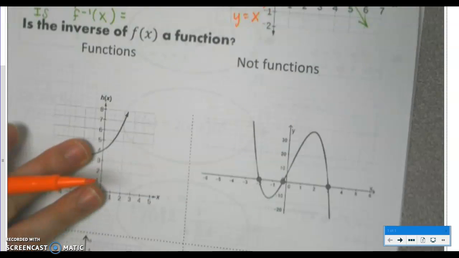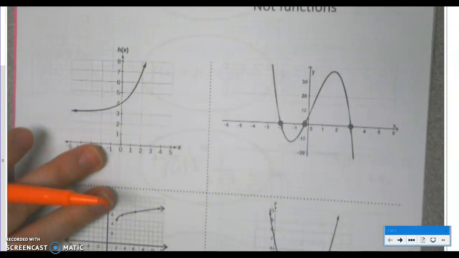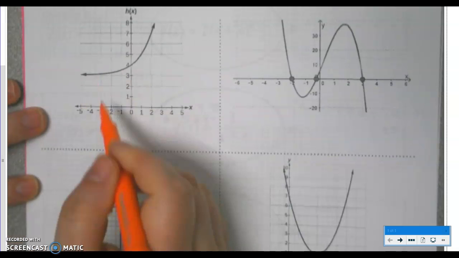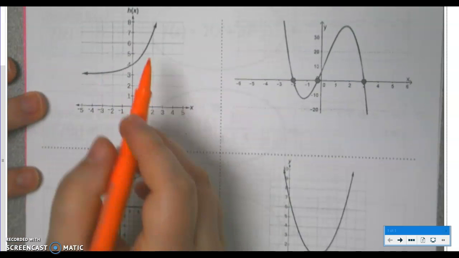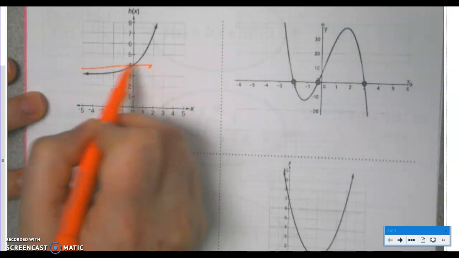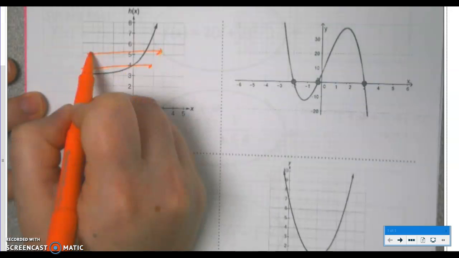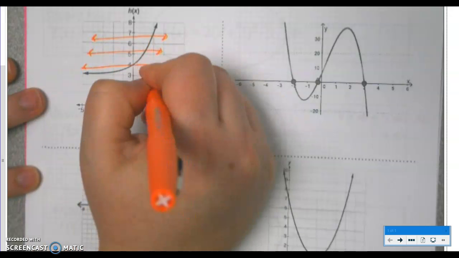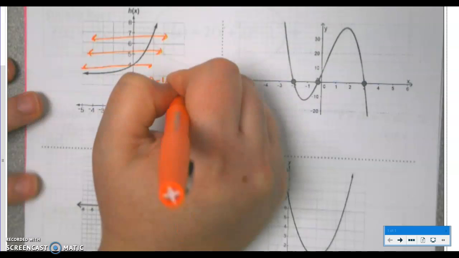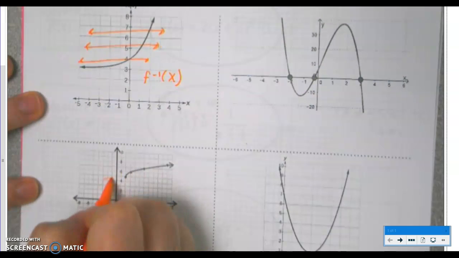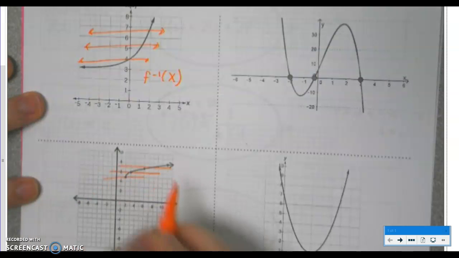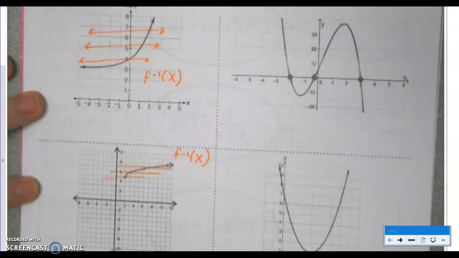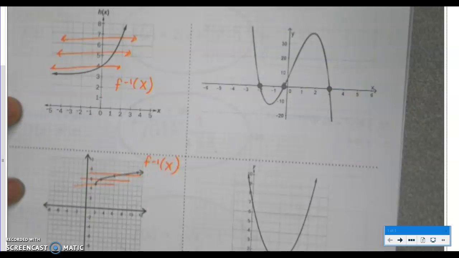All right, so these next 4 are just examples of why these 2 graphs, the inverse will be a function. This passes the horizontal line test. So when I go to find the inverse of this, I can use that fancy symbol. Same thing for this one. This passes. A horizontal line is only going through once. So I can use that fancy symbol when I go to write the inverse.